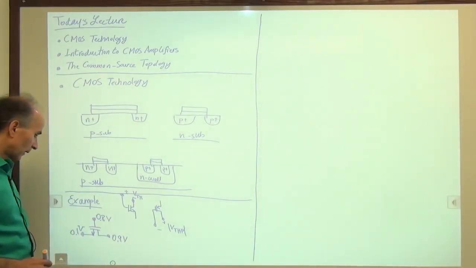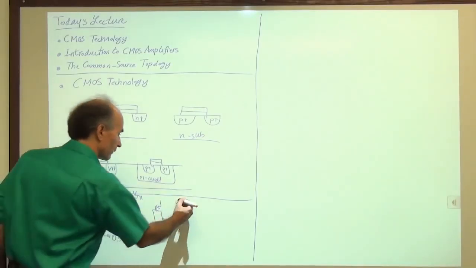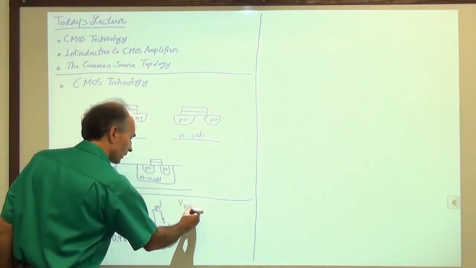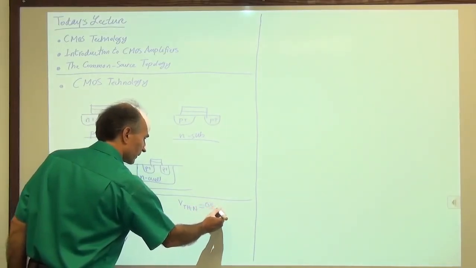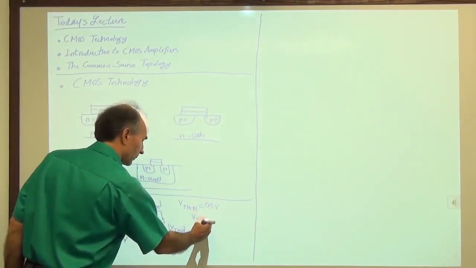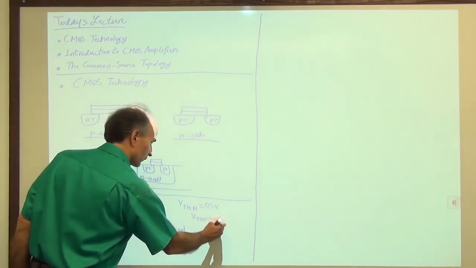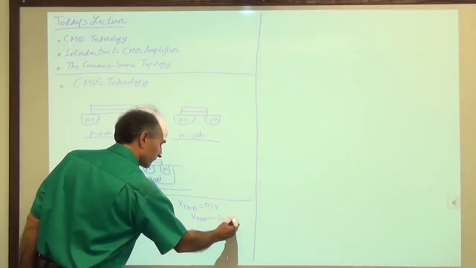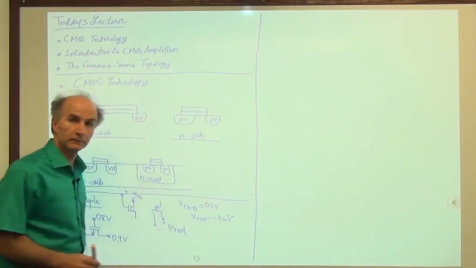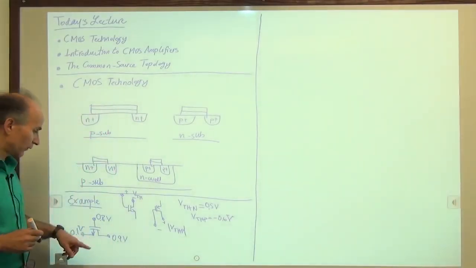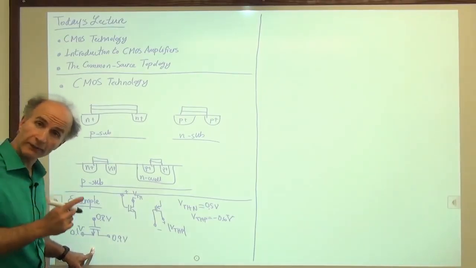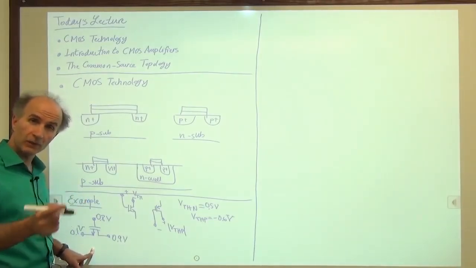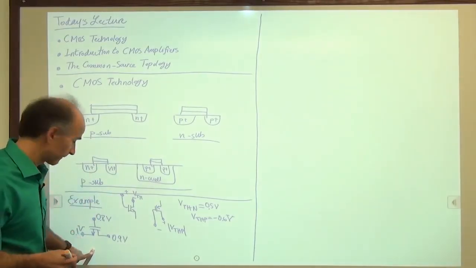Okay, so now let's assume VTH N is equal to, for example, 0.5 volts, and VTH P is equal to minus 0.6 volts. And we would like to see which region of operation we have here. First, we have to decide if the device is on or off. And then if it's on, is it in triode region or is it in saturation?